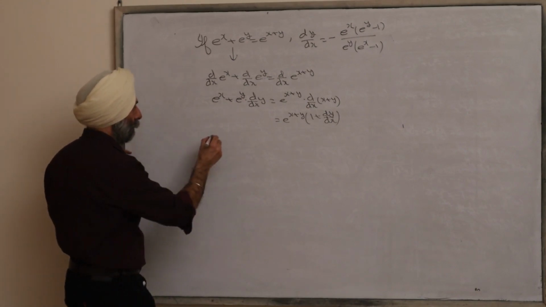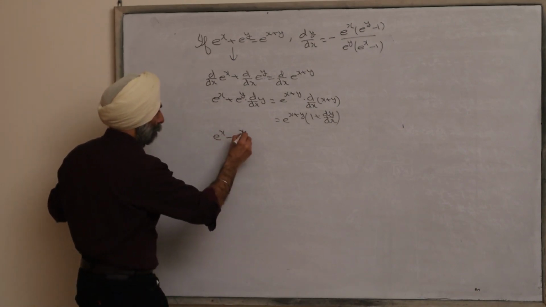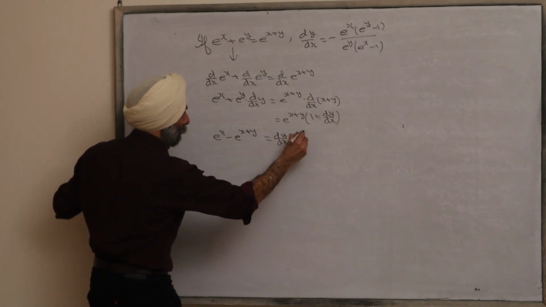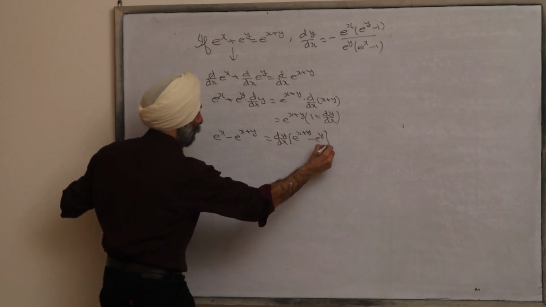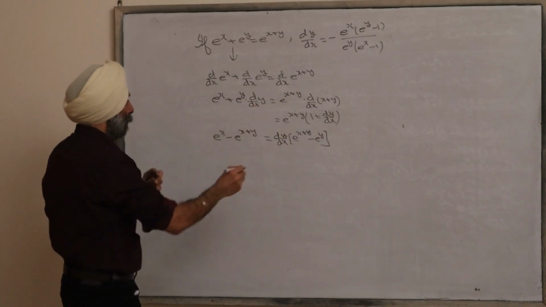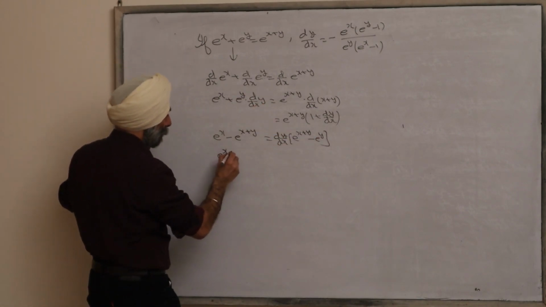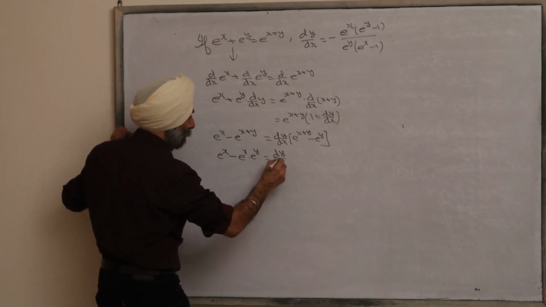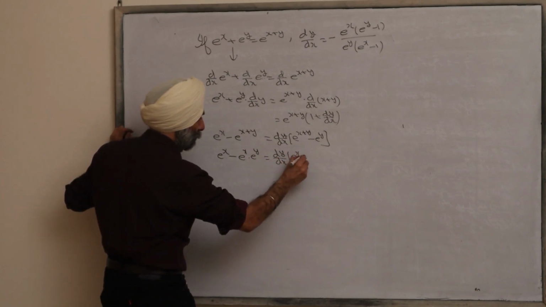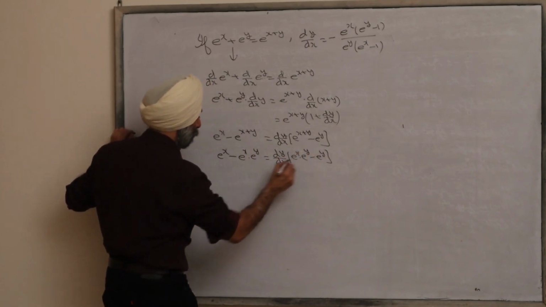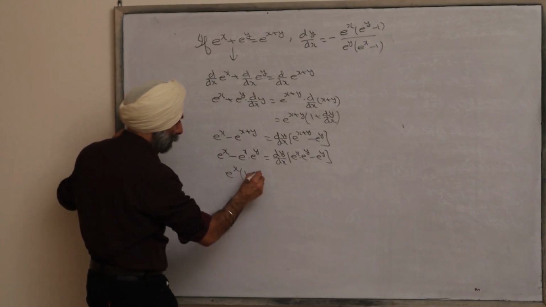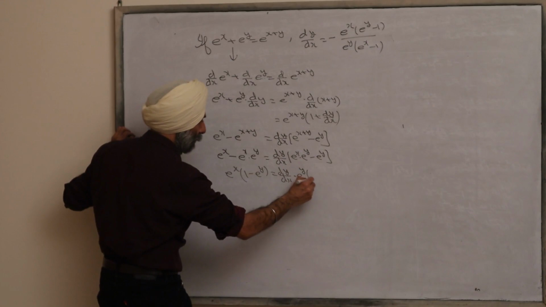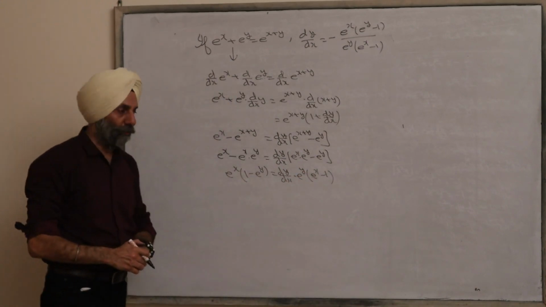Now combine the terms containing dy over dx, so dy over dx into (e raised to x plus y minus e raised to y). So can this be written as e raised to x minus e raised to x into e raised to y is equal to dy over dx into (e raised to x into e raised to y minus e raised to y), or e raised to x into (1 minus e raised to y) is equal to dy over dx into e raised to y into (e raised to x minus 1).